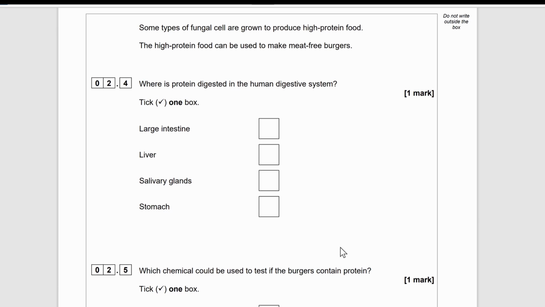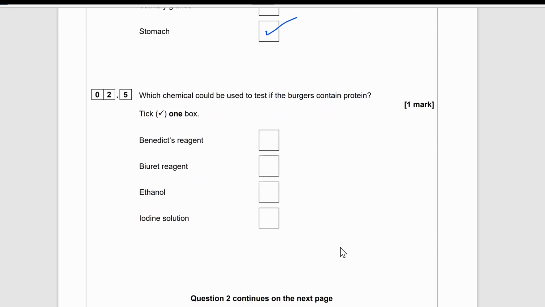Question 2.4. Some types of fungal cell are grown to produce high protein food. The high protein food can be used to make meat-free burgers. Where is protein digested in the human digestive system? Our large intestine's function is to absorb water and store our feces. Our liver is supposed to produce bile. Our salivary glands are supposed to be producing the enzyme amylase, which breaks down starch, whereas our stomach churns our food and also helps to digest protein with the presence of protease enzymes. So the answer should be stomach.